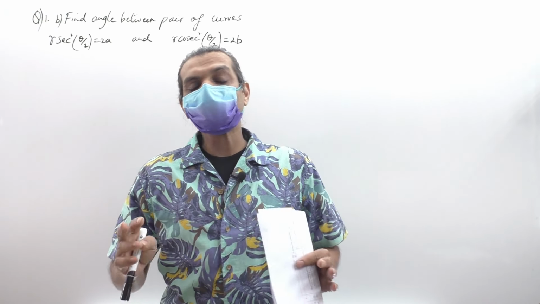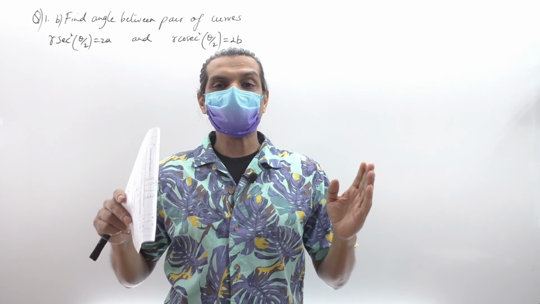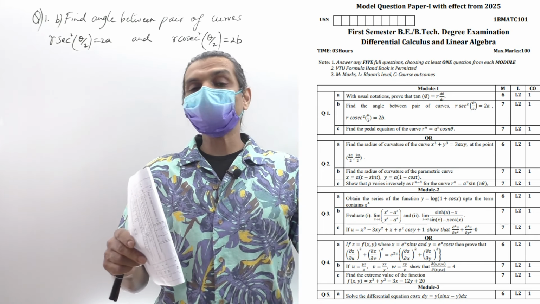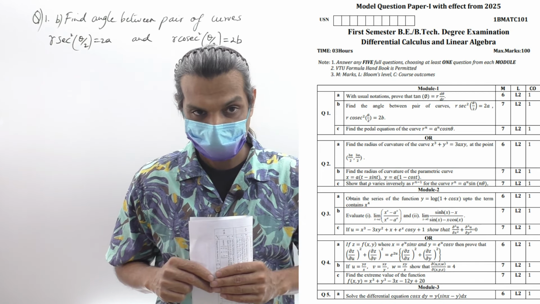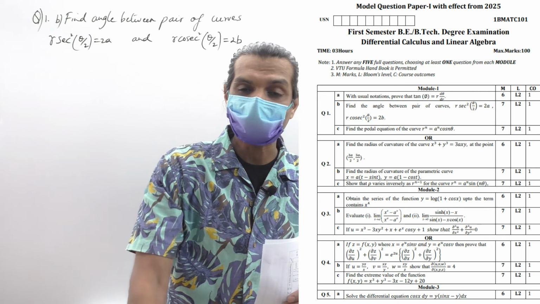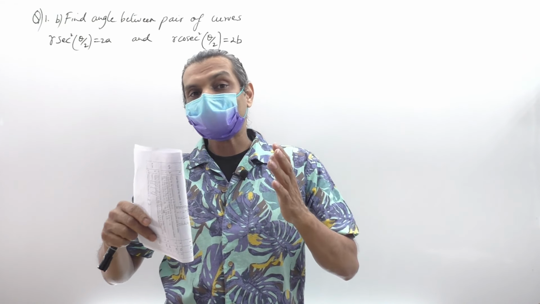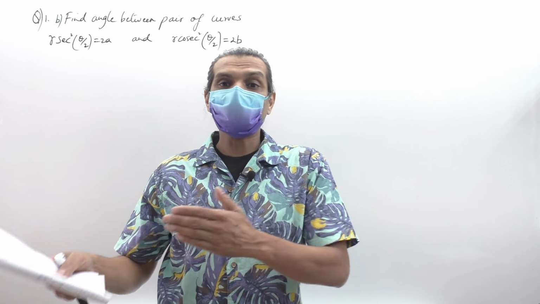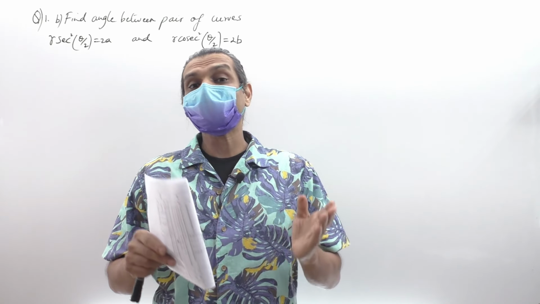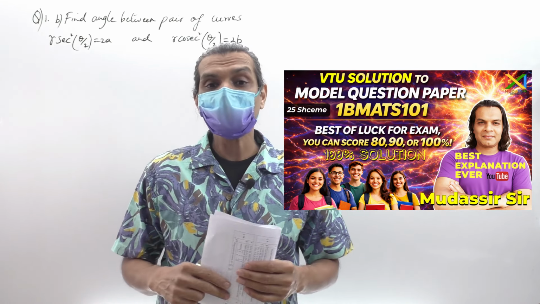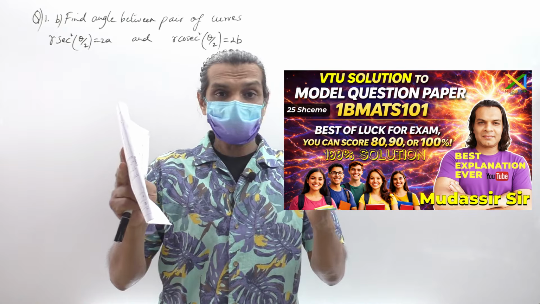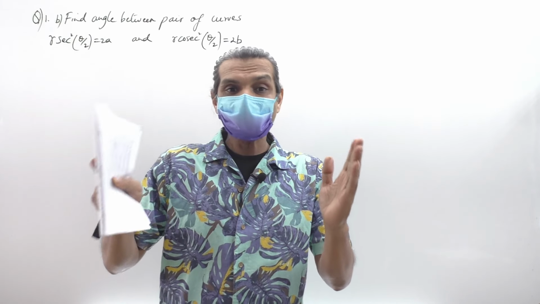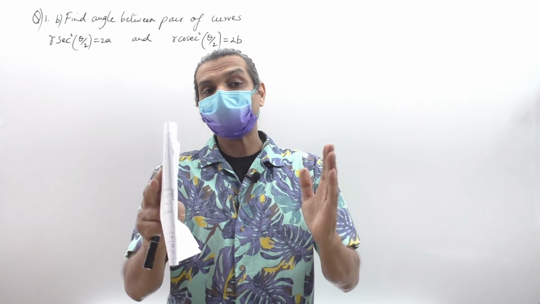So today I will be solving the complete VTU model paper solution for 1BMATC101 for the first 25 scheme. And I also strongly recommend that you refer to the model question papers of the other branches, that is 1BMATE101 and also 1BMATS101, which I recently uploaded, because many modules here are common. When you study these papers together, they form a very good question bank for revision.